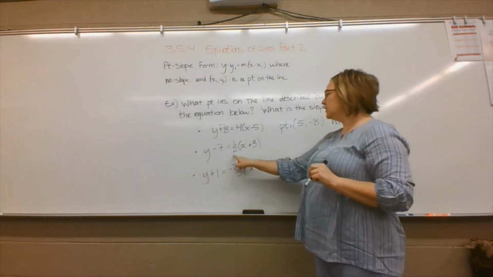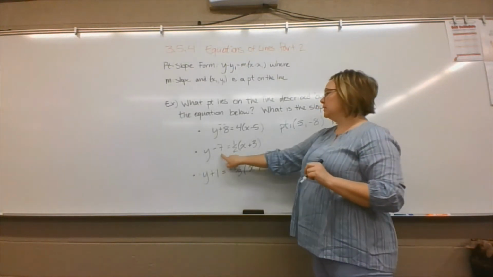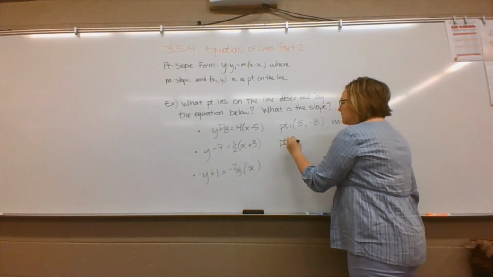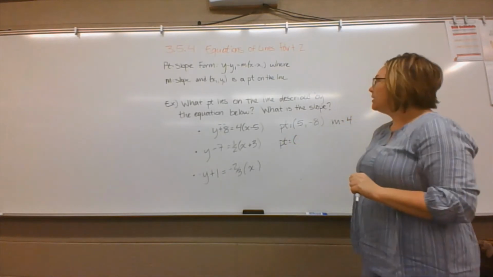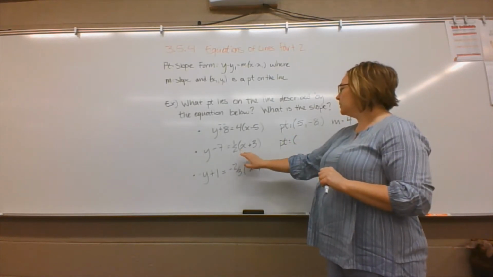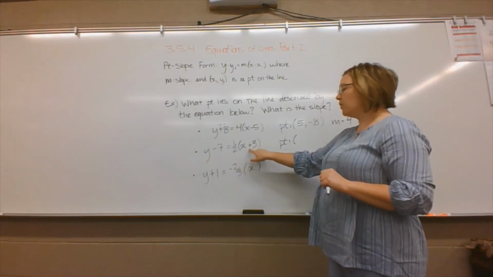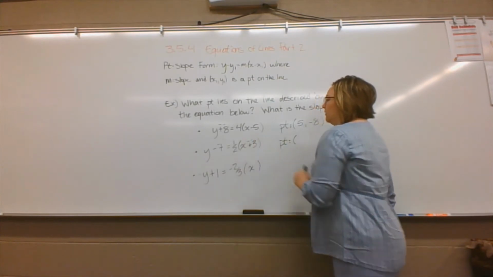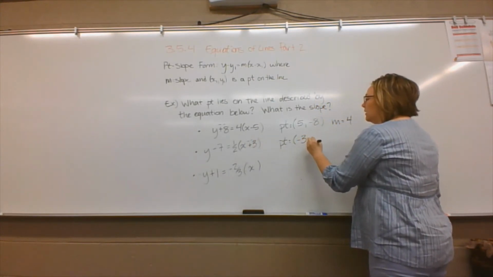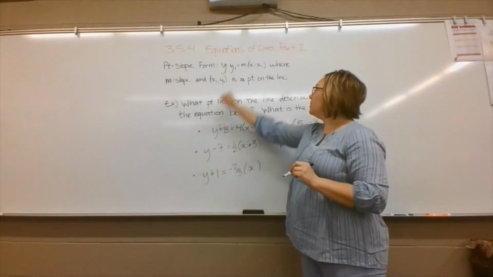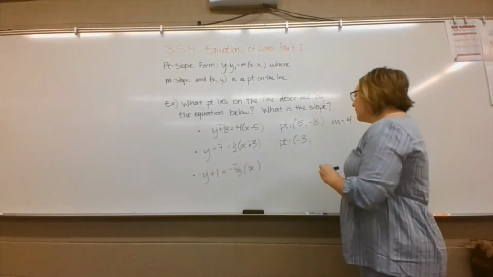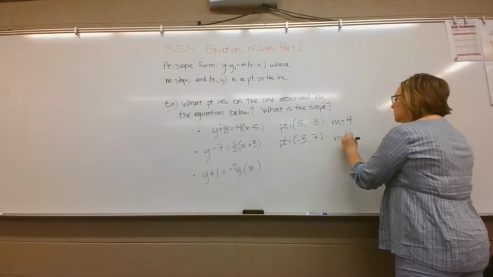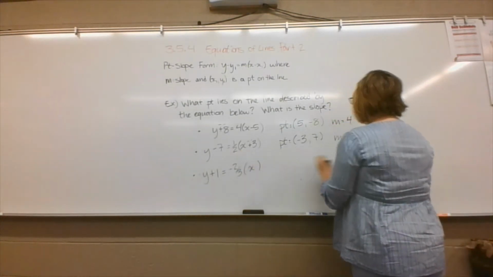Let's try this with our second example. Here we have y minus 7 equals 1/2 times x plus 3. So our point, our x1 comes from inside the parentheses, so x plus 3. What creates a plus when we should be subtracting? That happens when we subtract a negative. So that means we have negative 3, comma, and then y minus y1, or y minus 7, 7 is our y coordinate, and our slope is right here in front of our parentheses, 1/2.